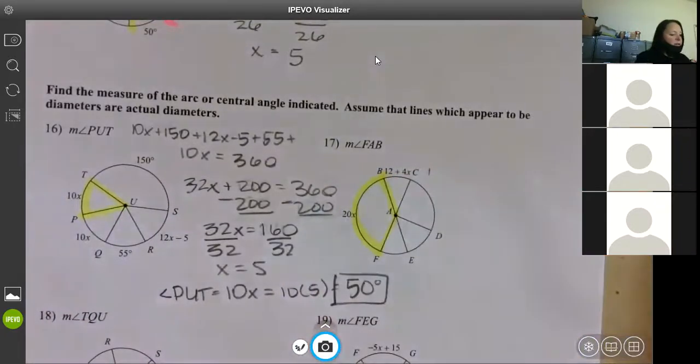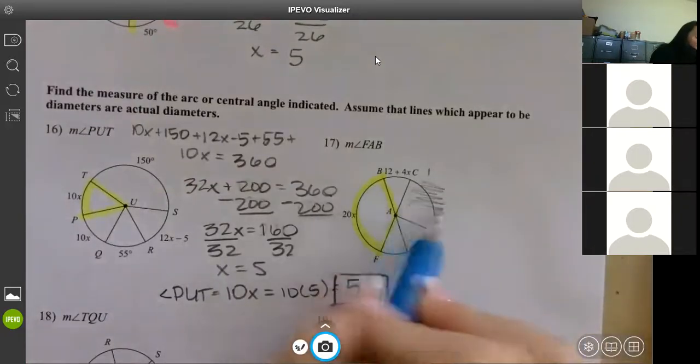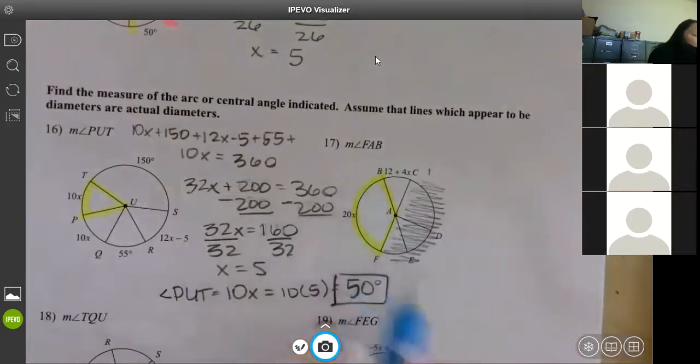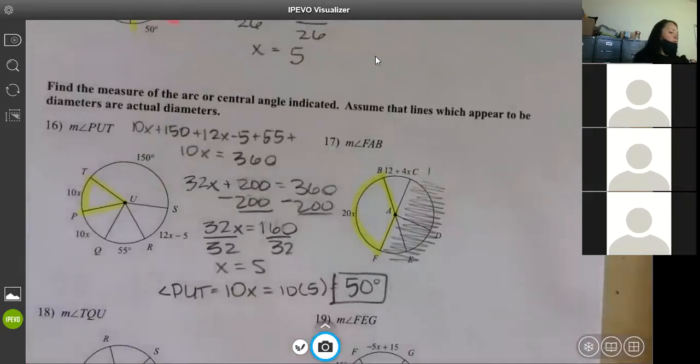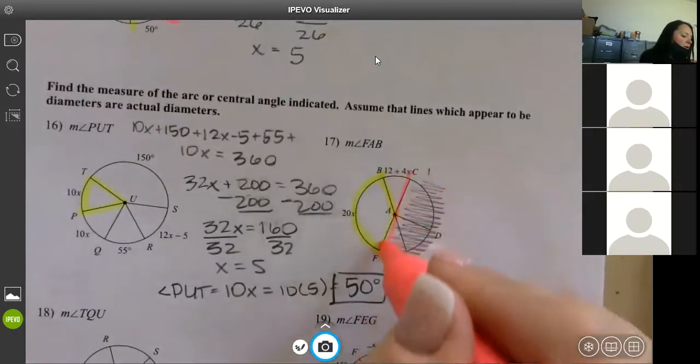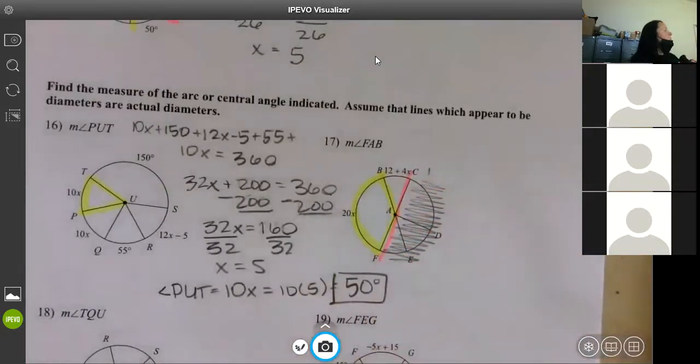So we're looking for 20x. What do they give you in this? They give you some diameters, right? Which diameter is going to be important in this one? Since I don't have any measures over here, I wouldn't worry about that side of the circle. You will see there is a diameter right here, which means those two added are 180. So always look for that. They give you a diameter, there's a reason they're giving it to you.